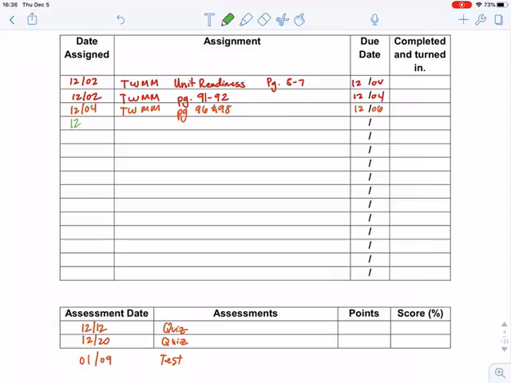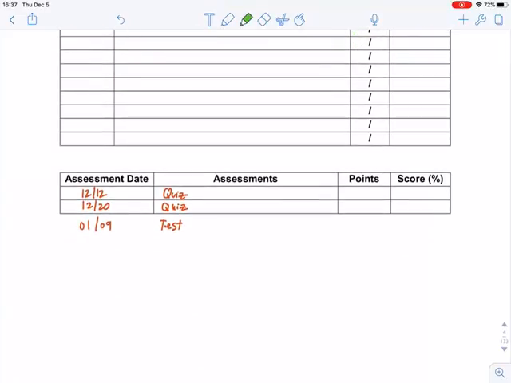Today is 12/06, and your homework today is Thinking with Mathematical Models, page 100 to 102. That's due when you return. Let me check. I believe that's the 10th, and then we have a quiz on the 12th. Okay, so 12/10. These should be already completed and turned in already. Again, you have a quiz on the 12th, which is next week, Thursday. So be ready for that.